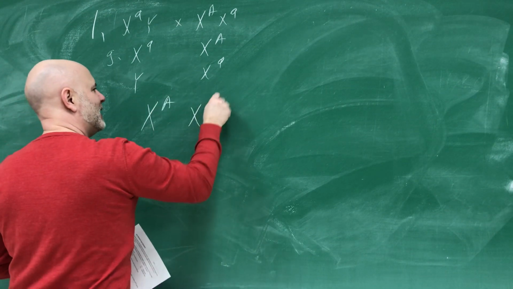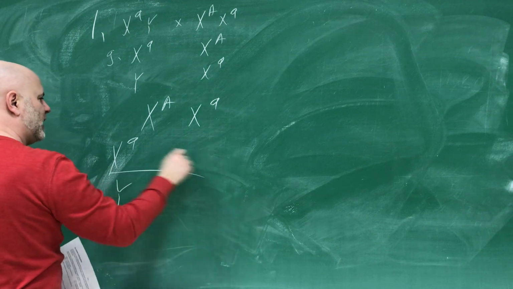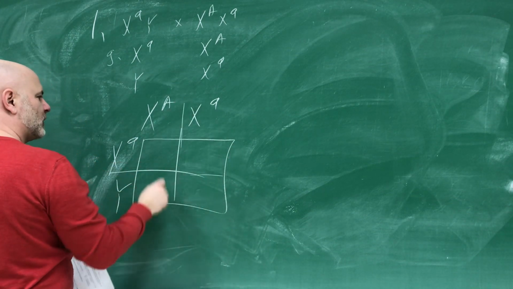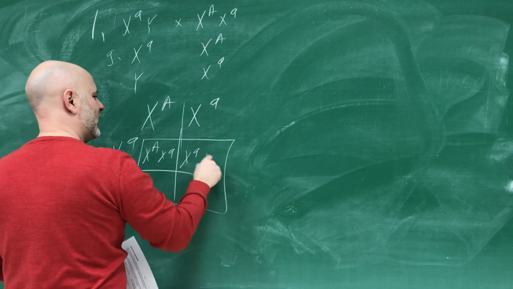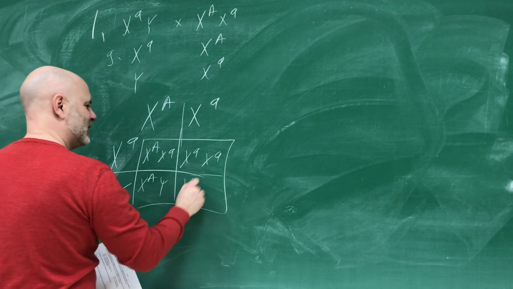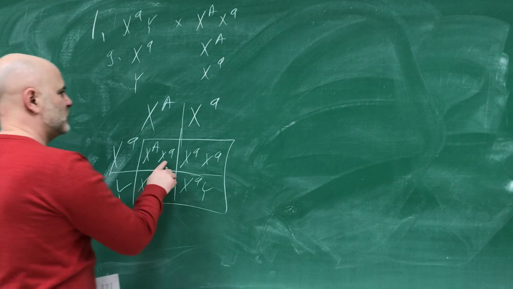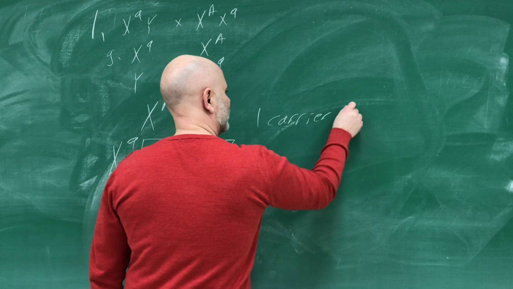X big A, X little a, Y. So we get X big A X little a, X little a X little a, X big A Y, X little a Y. And so what we get out of here is we have one carrier female.